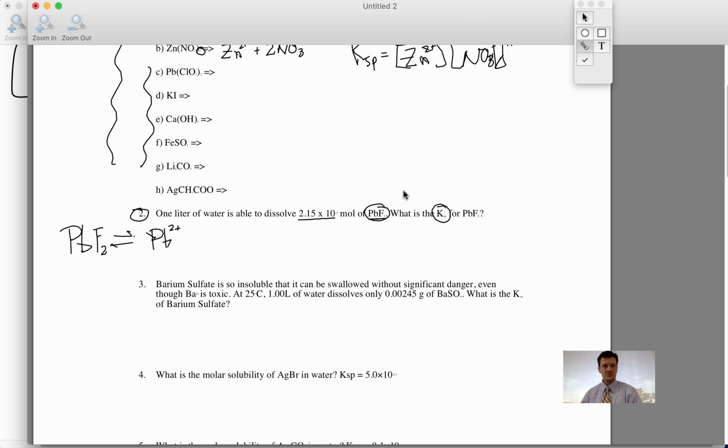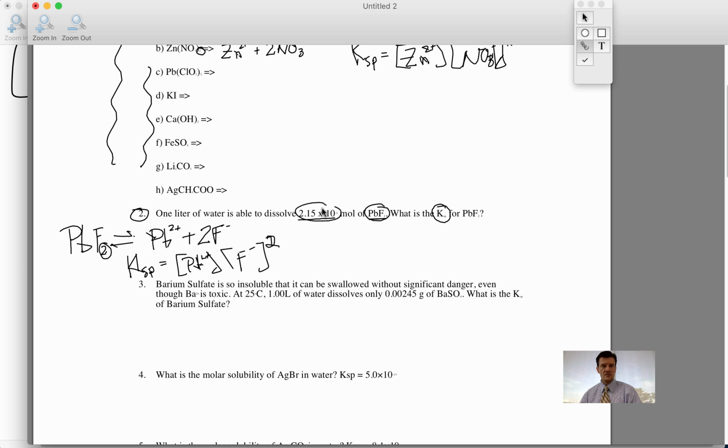And you will have a certain concentration of the fluoride ion. Don't forget, there are 2 fluorides for every 1 lead, so you have to balance that. Your KSP now is going to be the lead ion and the fluoride ion squared. Okay?